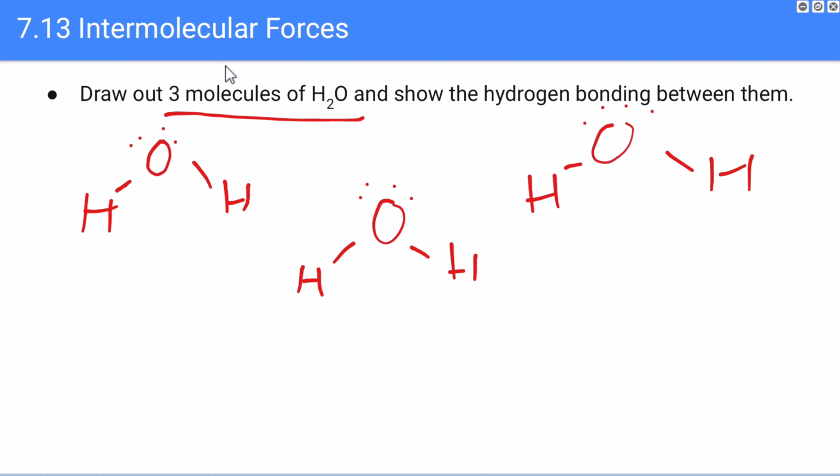And again, we want to try to figure out what types of We want to figure out which sides have the relative positive and negative charges for each of these. Oxygen has a greater electronegativity, so it will have the relative negative charge, while hydrogens have the relative positive charge.